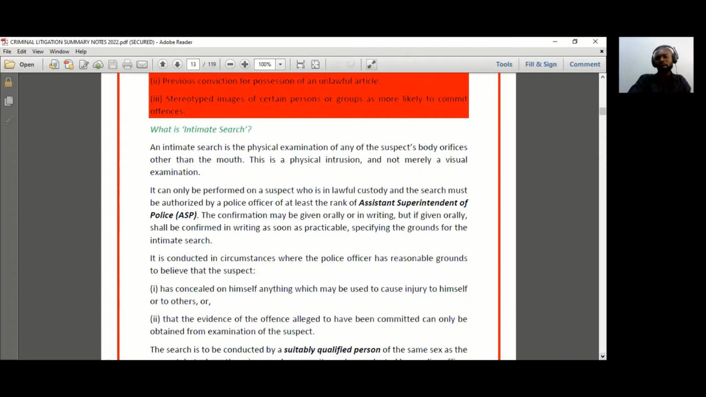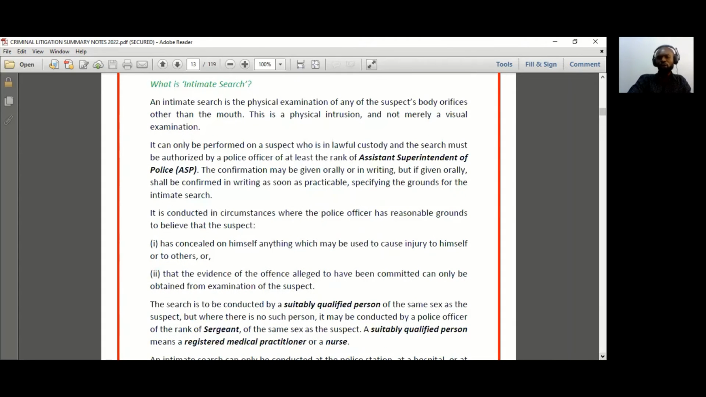Now, you would also find that the Act provides for what we call intimate search. Intimate search is a physical examination of the suspect's orifices, so body openings other than the mouth. It's something that must be performed in the police station or in a hospital or some other similar facility. Now, it's a search that can only be authorized by a police officer of at least the rank of Assistant Superintendent of Police, that's ASP.